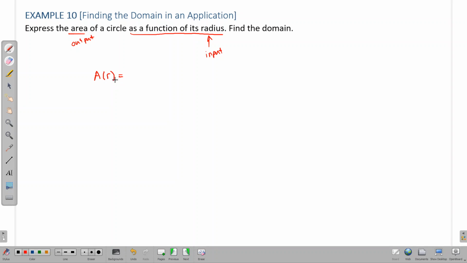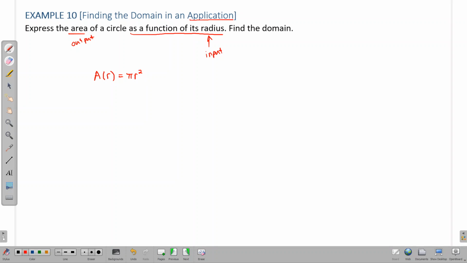Well, we know the formula that goes with this. Area is, hopefully we know this, pi r squared. This expression, if you plug in the radius, it will spit out the area. So that's our function, the area as a function of its radius. So then it says find the domain. Now, if we just think of this as an algebraic expression, the domain would be all real numbers. Because it's polynomial, there's nothing bad that can ever happen.